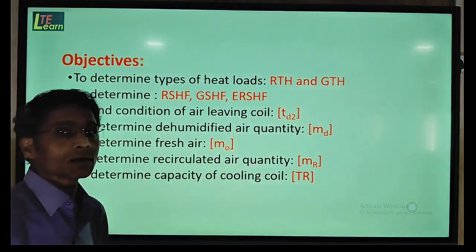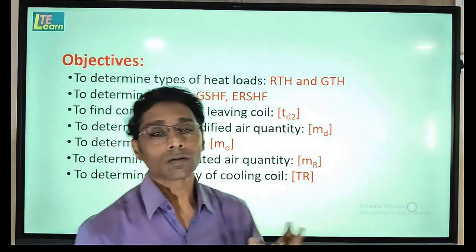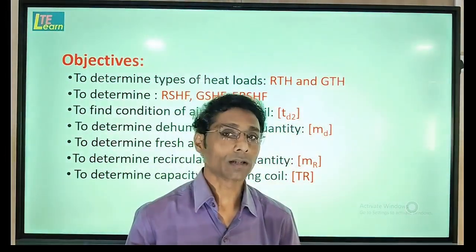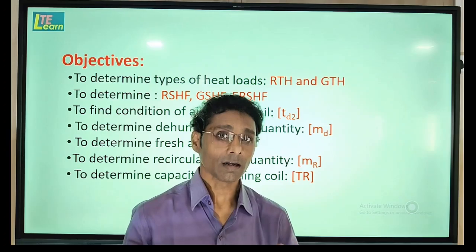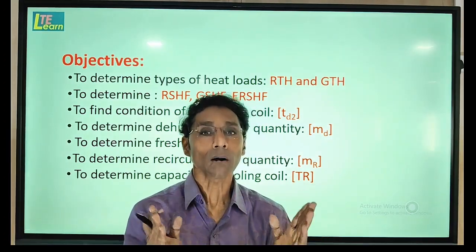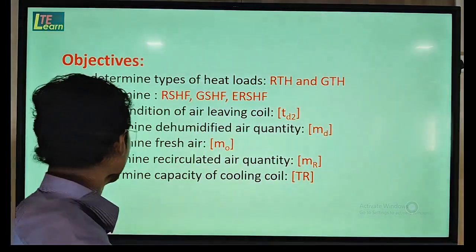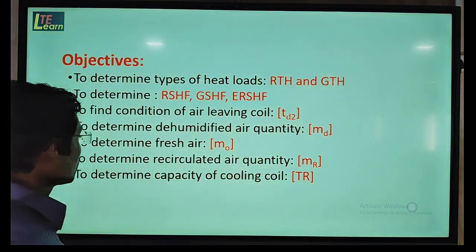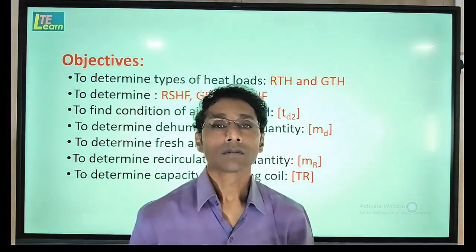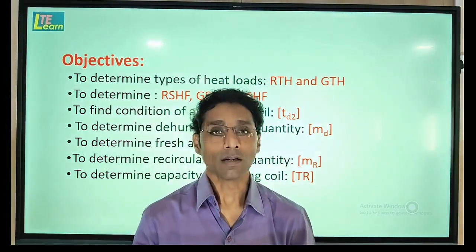Then we find the quantity of total air which is passing over the cooling coil, that is called dehumidified air. This quantity is divided into two parts, fresh air quantity and recirculated air quantity. And finally, we find the cooling capacity of the cooling coil.